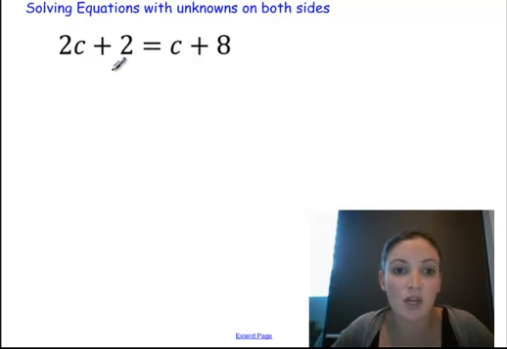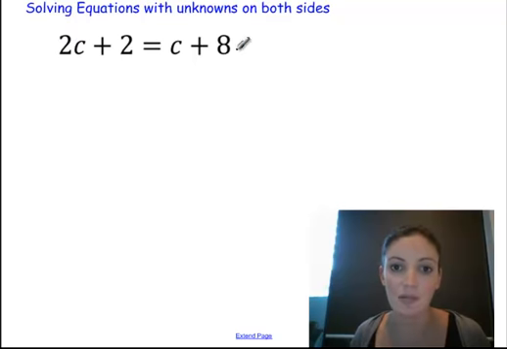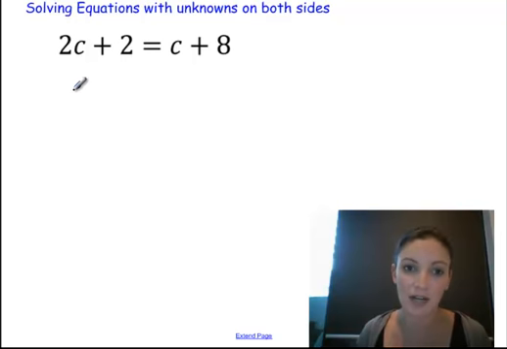Okay, so in this video, we're going to look at equations with unknowns on both sides of the equal sign. So you can see in this equation here, we have 2c + 2 = c + 8. So we've got the variable, or the unknown value c, on both sides of the equation. So our first step when we solve something like this is we want to just have the variable on one side of the equation, because that's going to make it a lot easier for us.